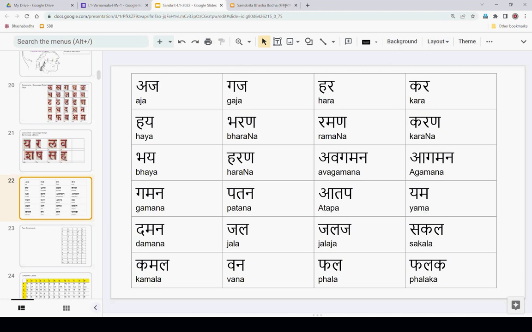Yeah, some of them need more explanation. We'll not go through all that. But Aja is goat, but also Aja means one which is not born. A is usually used for negation, and Ja is born. Aja, not born, could refer to Bhagavan, Paramatma. So a fetus can also be called Aja, technically, not yet born into this world. It exists, but it didn't come into the world yet.